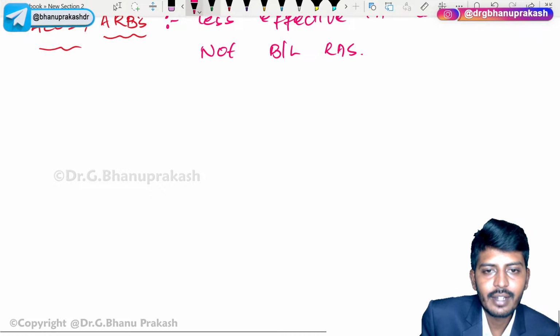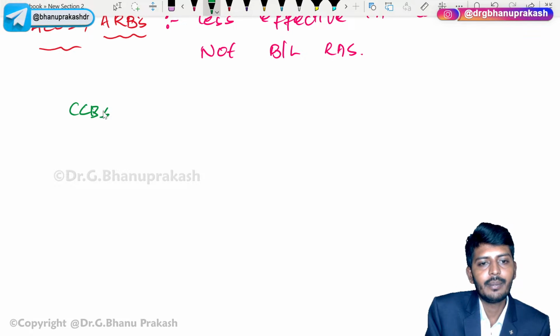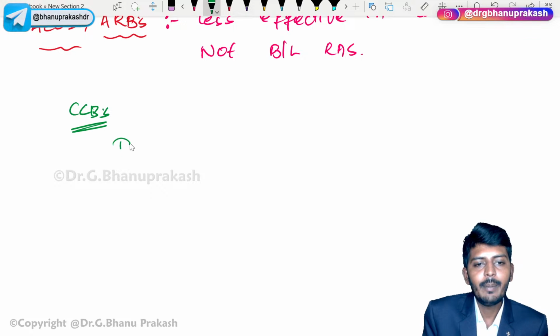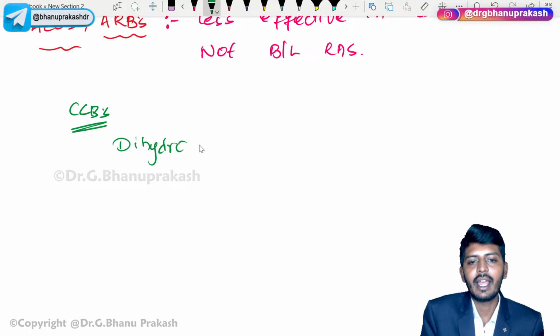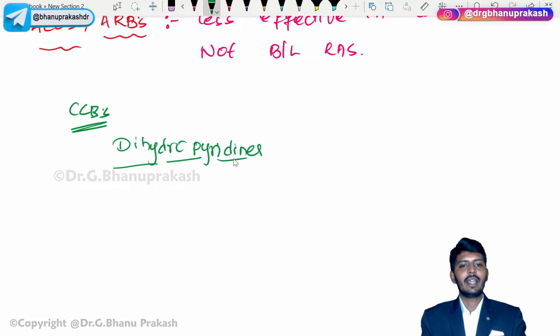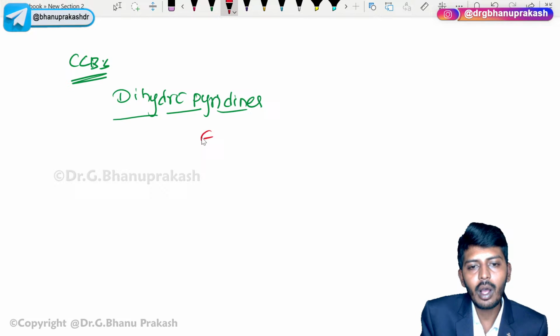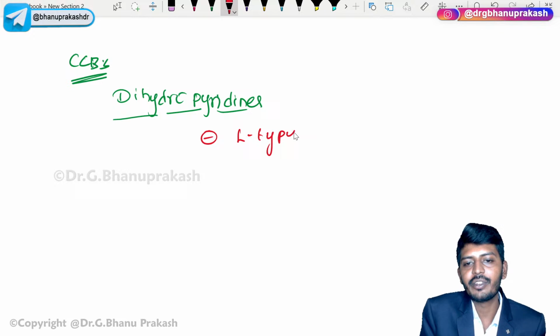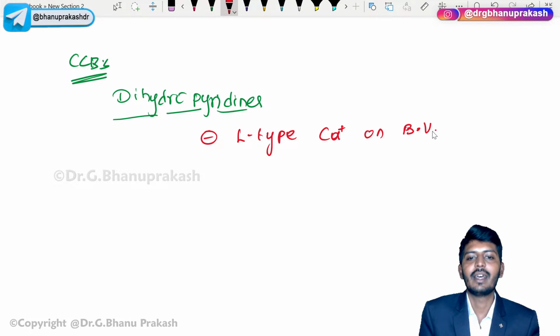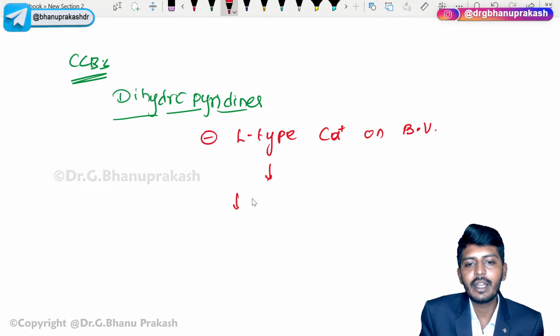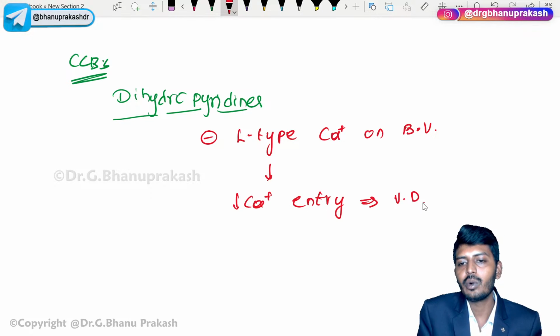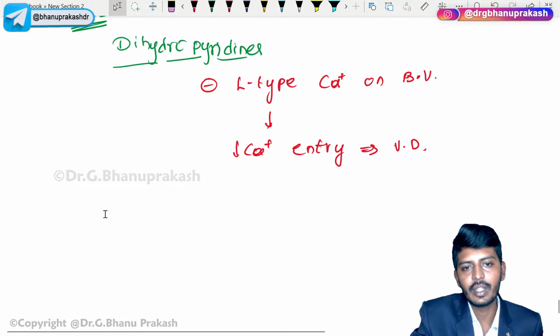Now once we understood this, let's talk about calcium channel blockers. The mainly used ones are dihydropyridines. When we are speaking of dihydropyridines, I want you to understand an important concept. These dihydropyridines block the L-type calcium channel on your blood vessel. Because of that, there is decreased calcium entry, which will cause vasodilation, reducing the blood pressure.